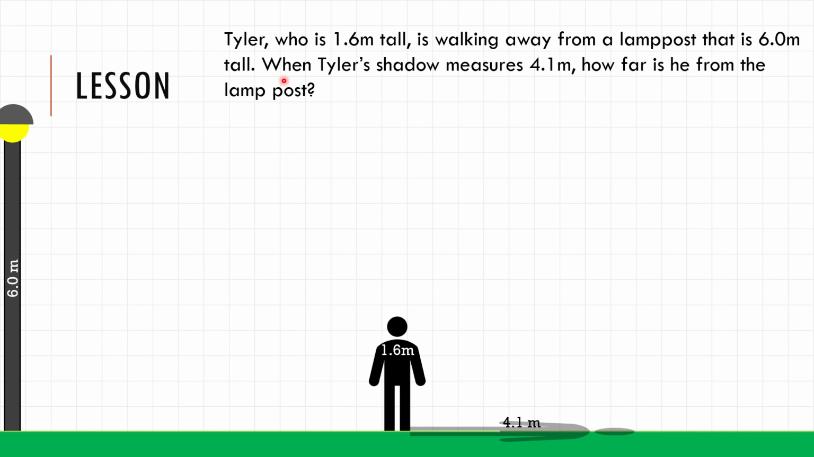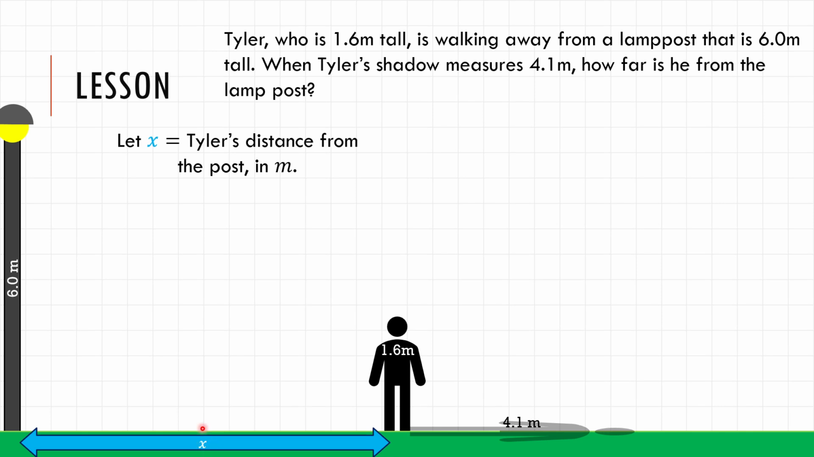We are trying to find out how far Tyler is from the lamppost. So I'll say that's the variable that I'm trying to find out. So as always, I'll put in a let statement. Let X represent Tyler's distance from the post, and that's measured in meters. Always put your units there as well. So pause the video here and see if you can find out what the value of X is.